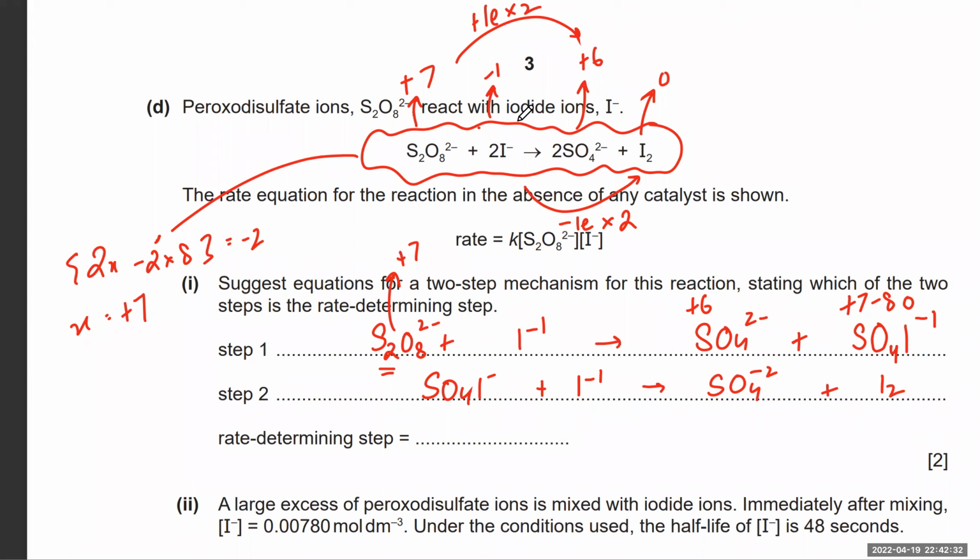So that is what's happening here. Now, which one is the rate determining step? The order with respect to both of them is 1, so it's going to be the first step. That's your slow step, because the rate would be dependent on this reactant and this reactant. So that's order 1 with respect to both of them. Okay, is that clear?